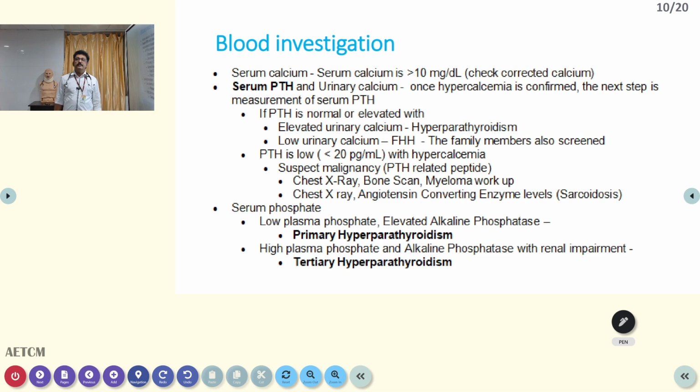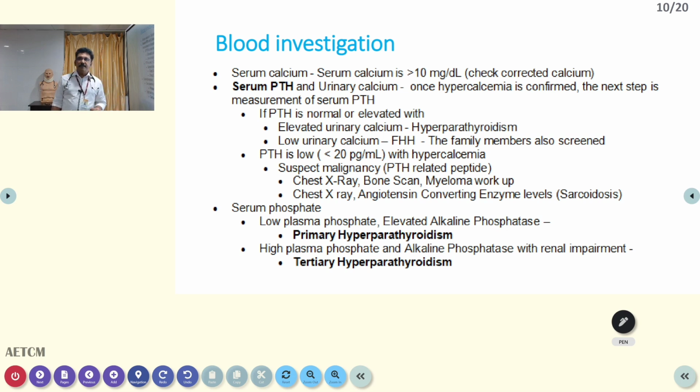Then the first investigation you do will be serum PTH, parathyroid hormone. If the parathyroid hormone is normal or elevated with elevated urinary calcium, then it is hyperparathyroidism. Low urinary calcium is a familial condition. If the PTH is low, less than 20 picogram per ml, with hypercalcemia, suspect a malignancy. PTH related peptide, that is a paraneoplastic syndrome related hormone.